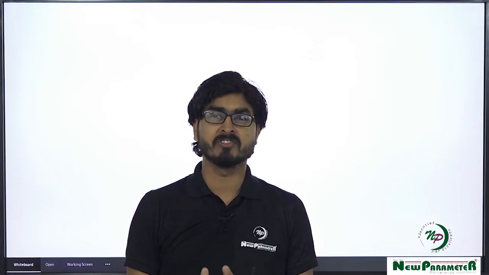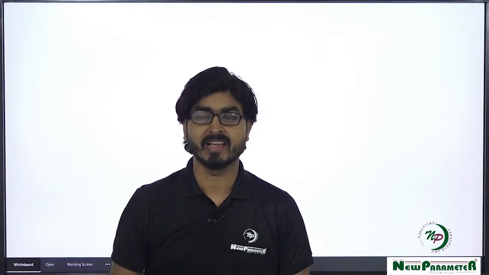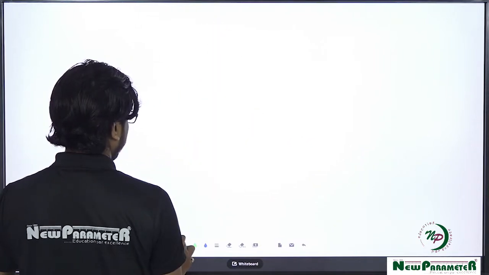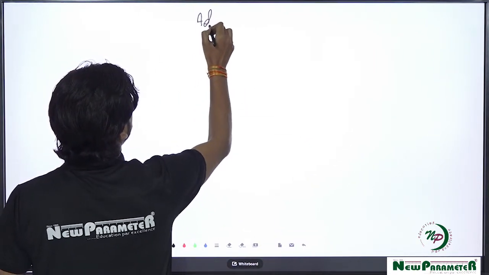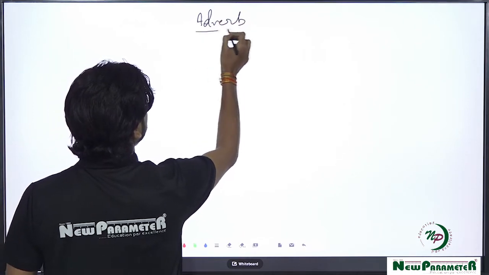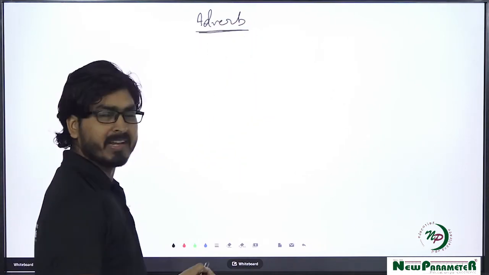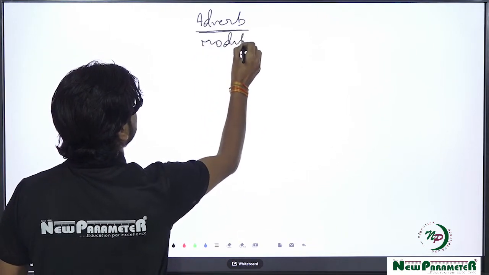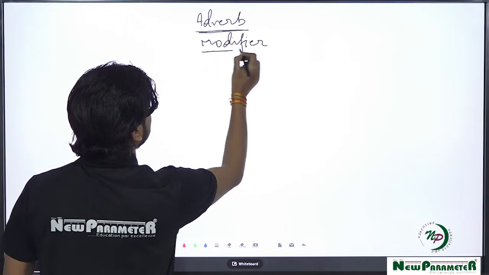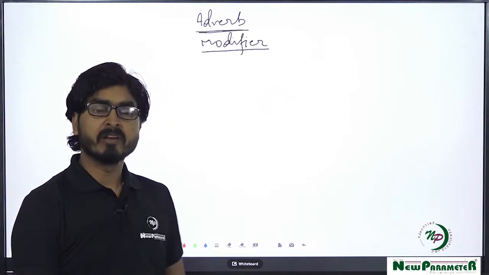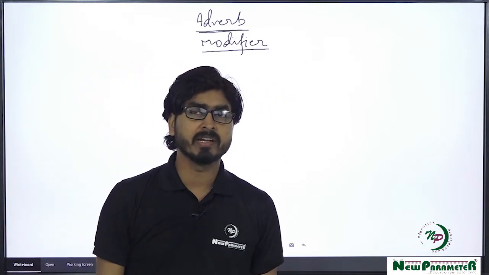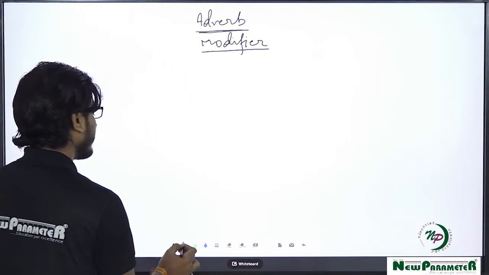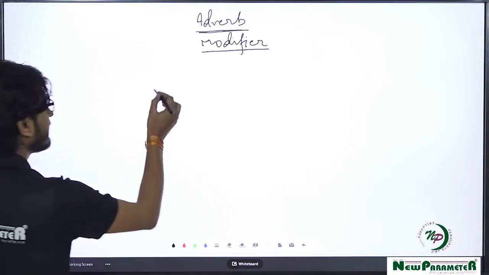Today we'll see the most interesting and the most important topic, adverb. So let's see what is an adverb. See, another name of adverb is modifier. Modifier means what? It can modify. It has the capability to modify a number of things. So which type of part of speech can it modify?